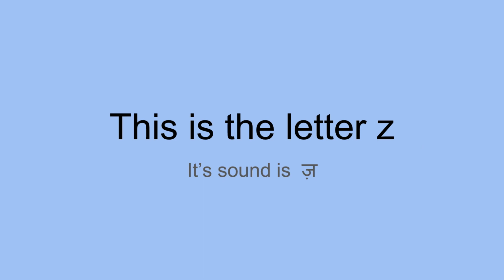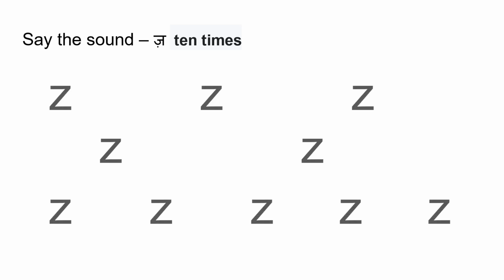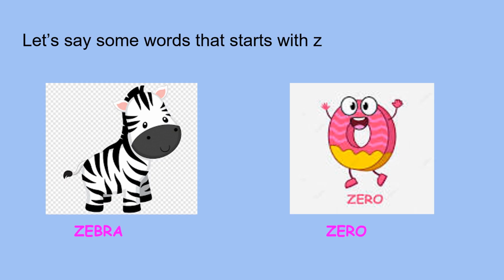This is the letter Z and its sound is Z. Let's say the sound Z 10 times. Z, Z, Z, Z, Z, Z, Z, Z, Z, Z. Yay! We have learnt the sound Z.